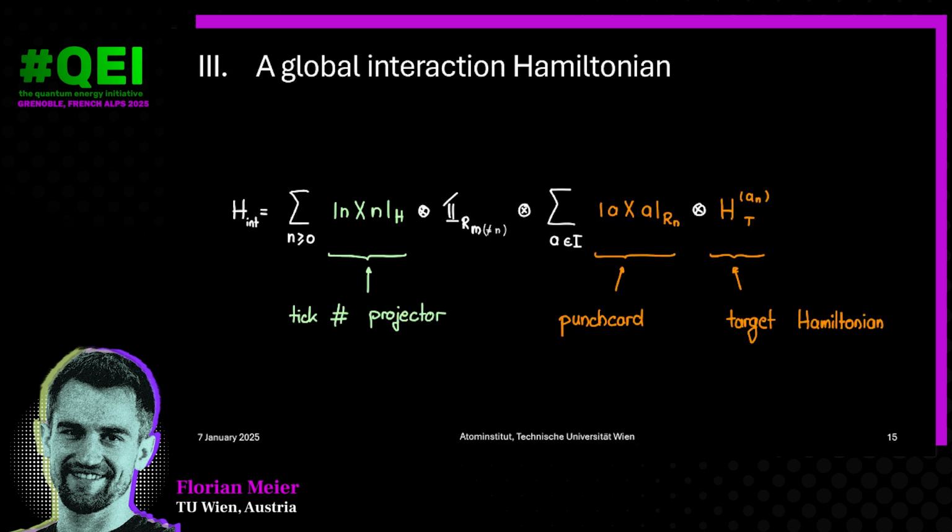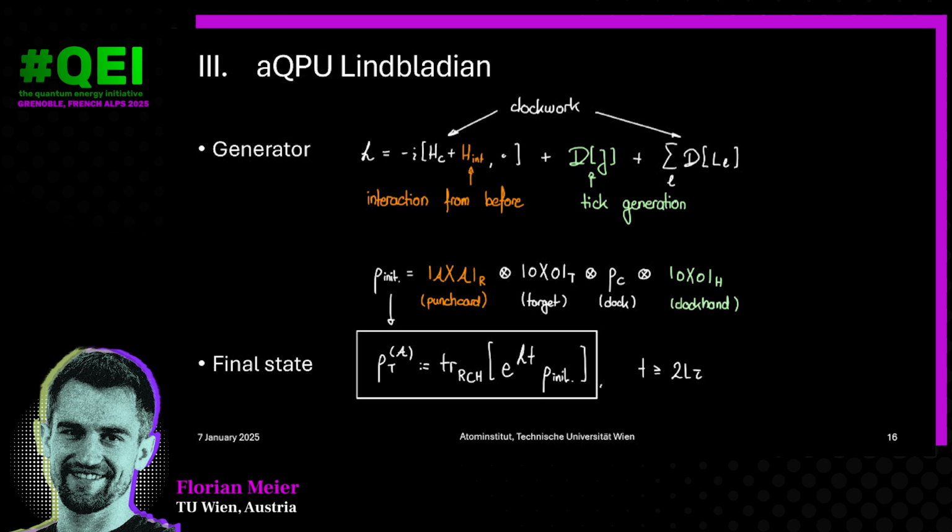Now, the Hamiltonian which realizes this wishful thinking on the previous slide looks like this. It's a three-body interaction which you can write down on paper to look like this. We have a projector on the tick register, on the program, and finally we enact the corresponding interaction on our target system. Now, the following slide combines all the interactions.